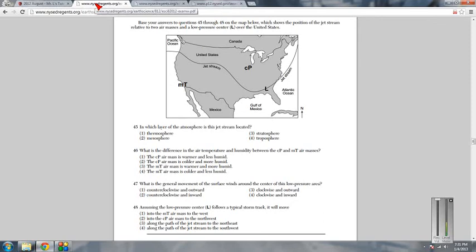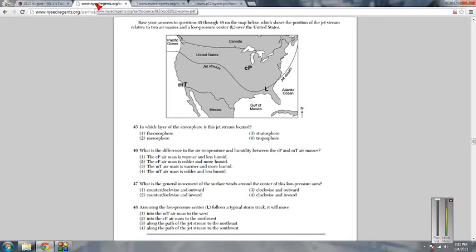Number 46. What is the difference in air temperature and humidity between the cP, or continental polar, and the mT, maritime tropical air masses? The best way to remember, and this is in the reference table too, is that air masses are just like wherever they form. So if it's continental polar, well, continents don't have water, so it's going to be dry. And if it's polar, it's going to be cold. mT, maritime, means it's formed over water, so it's going to be wet. And tropical, it's going to be hot.